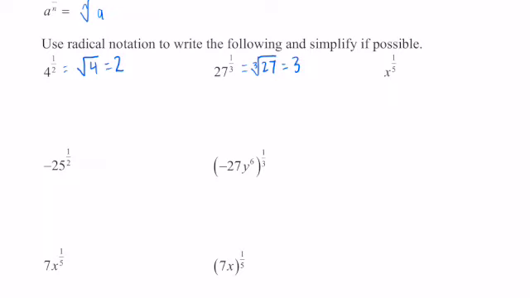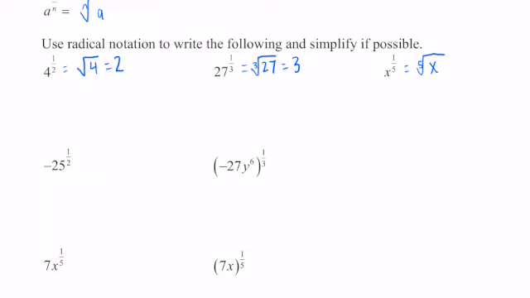X raised to the 1/5, the 5 in the denominator tells us we would have a 5th root. It would be the 5th root of x. In this case, we can't simplify this expression any further since we don't know the value of x, so we would leave this alone as it is.